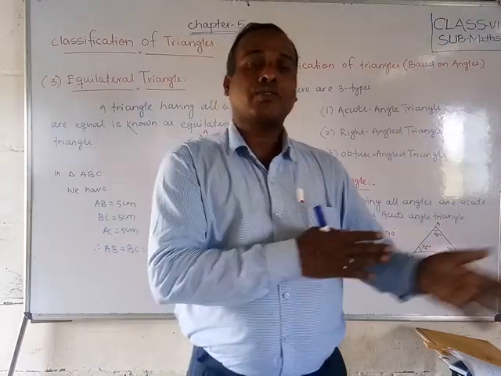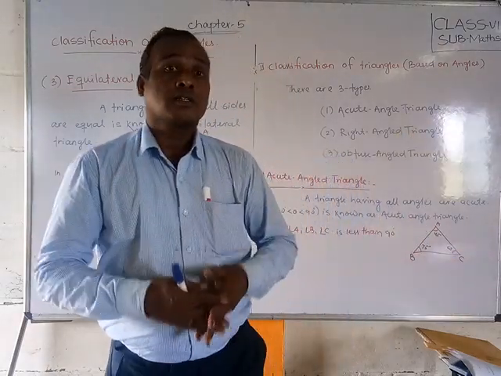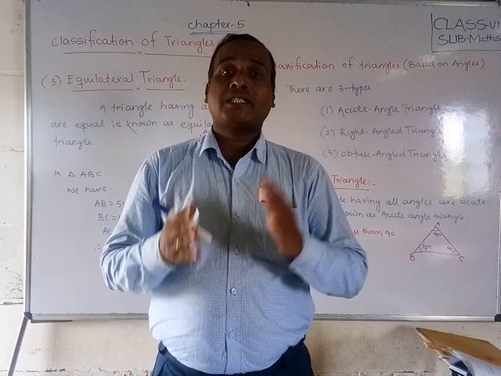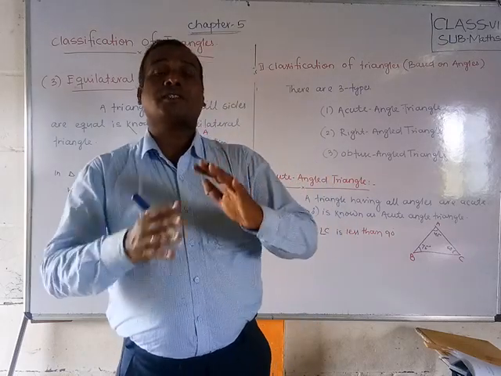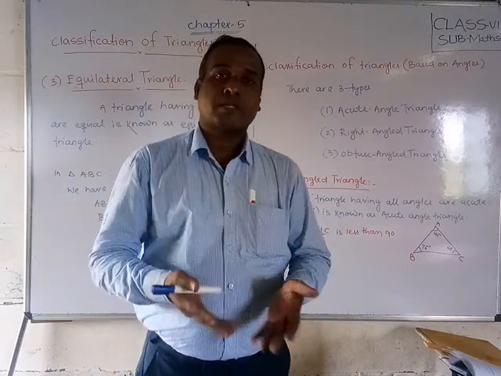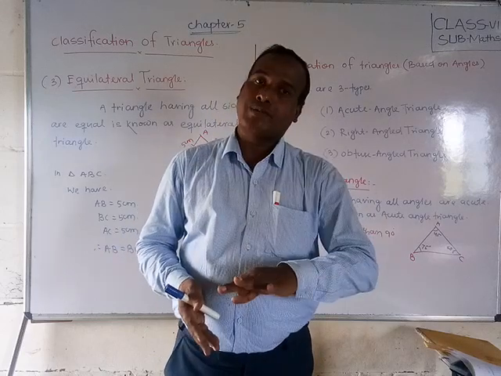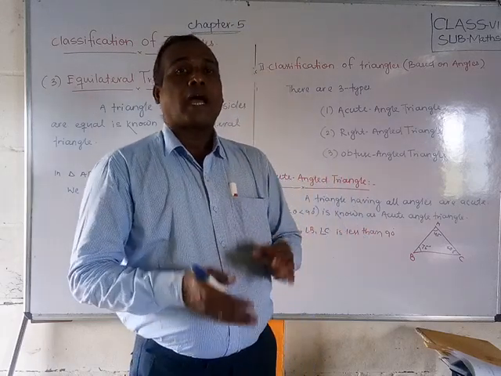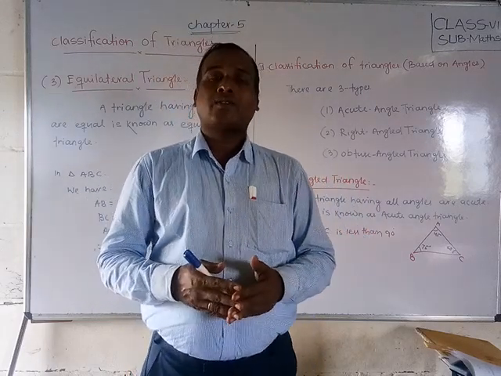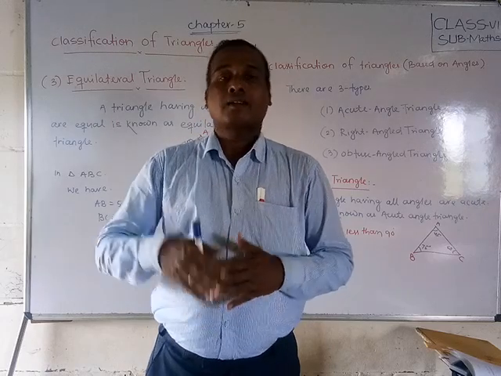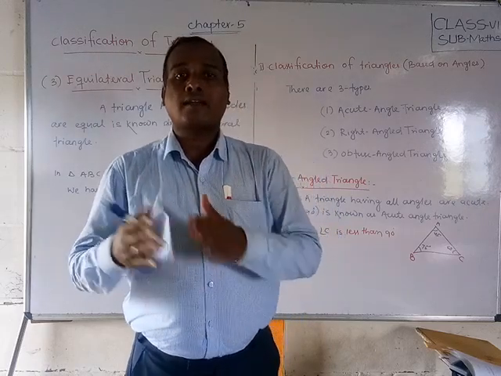Students, today we are going to discuss the classification of triangles based on the angles. Angle-wise, how many types of triangles are there? Students, there are three types. One is the acute angle triangle, the second is the right angle triangle, and the third is the obtuse angle triangle.